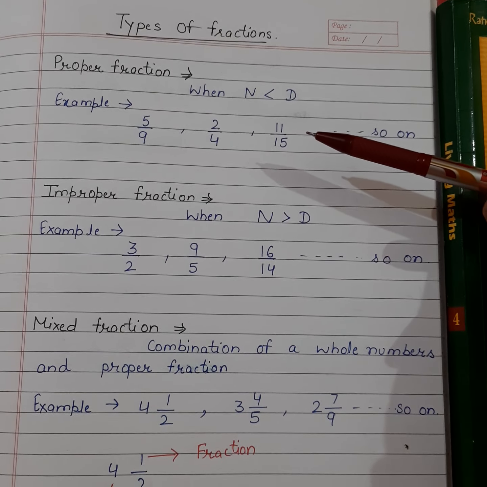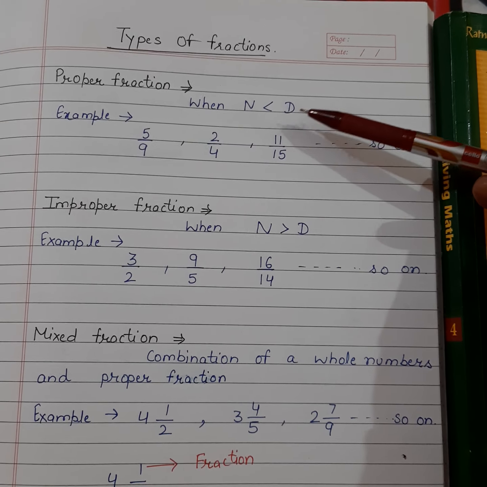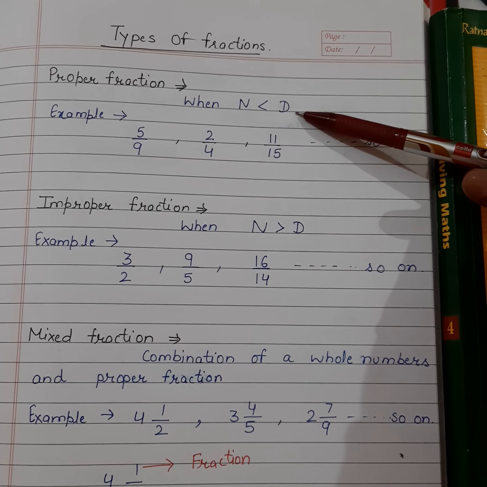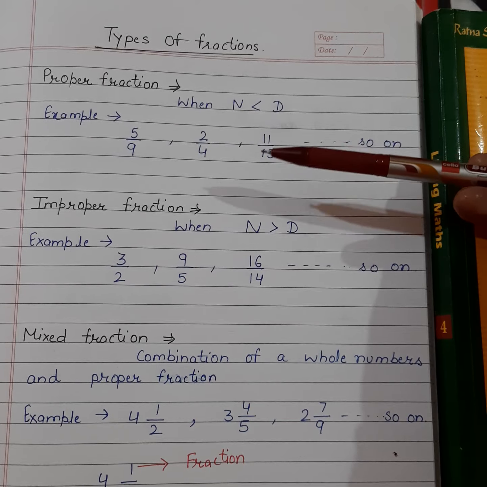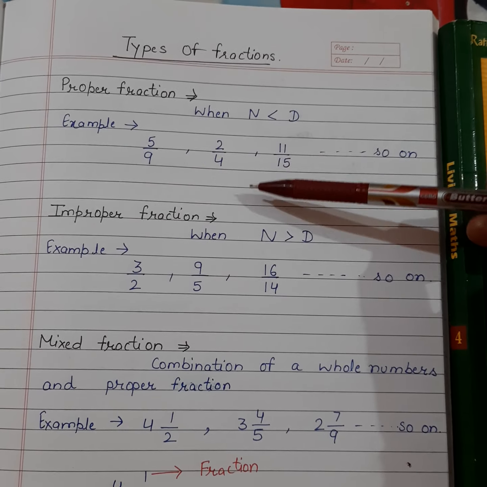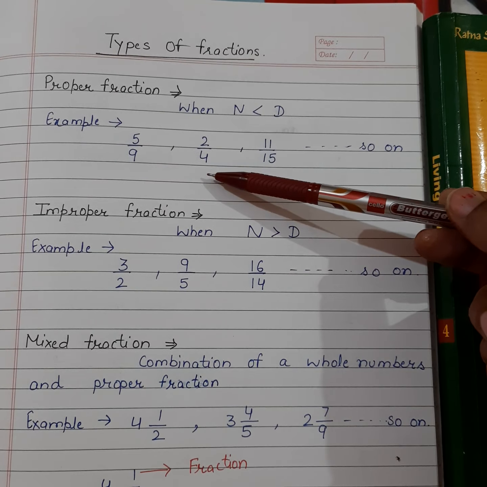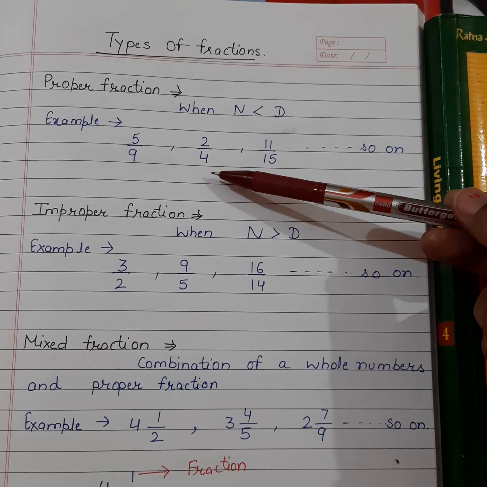What is a proper fraction? In which the numerator value is less than the denominator. If you see the numerator is less than the denominator, then we will say that is a proper fraction. Like here 5 by 9, 2 by 4, 11 by 15, and so on. Here you can see the numerator value is less than the denominator, so this is a proper fraction.